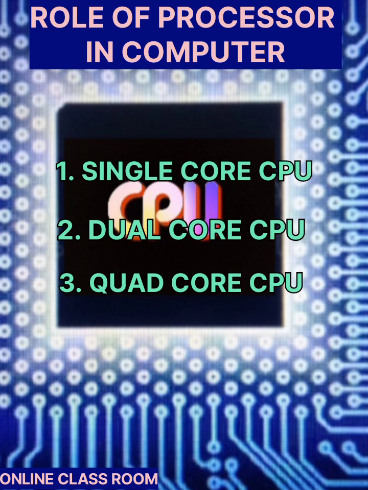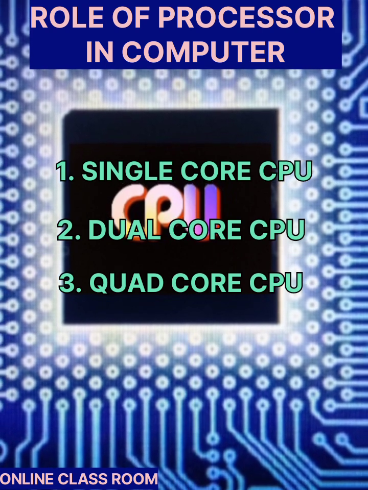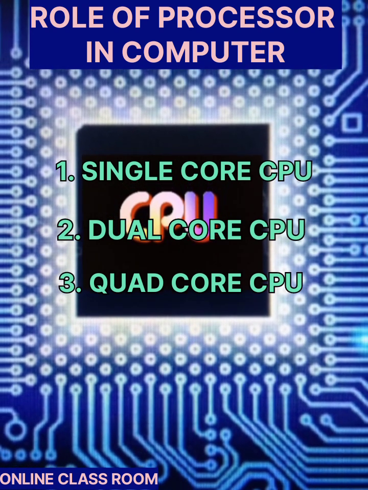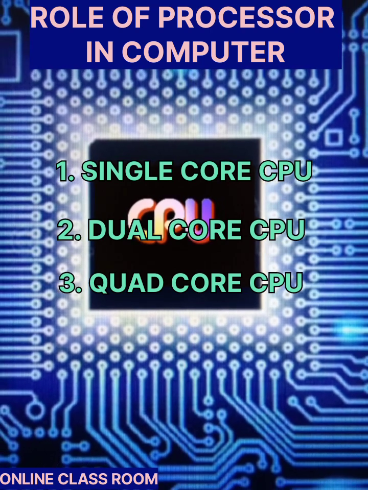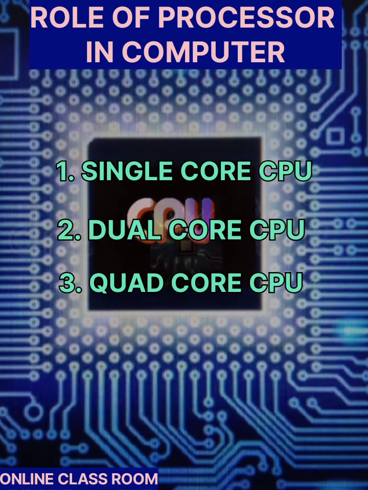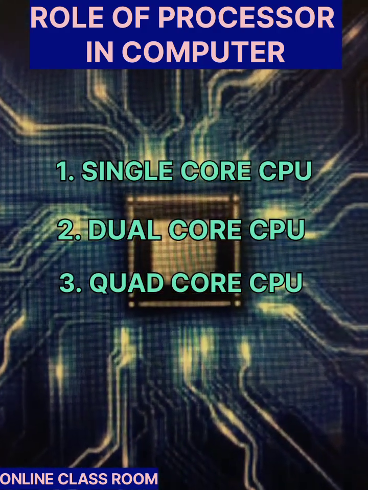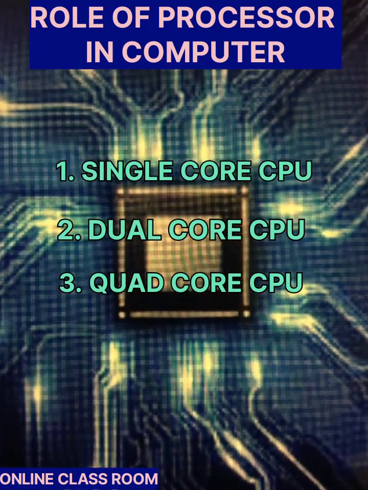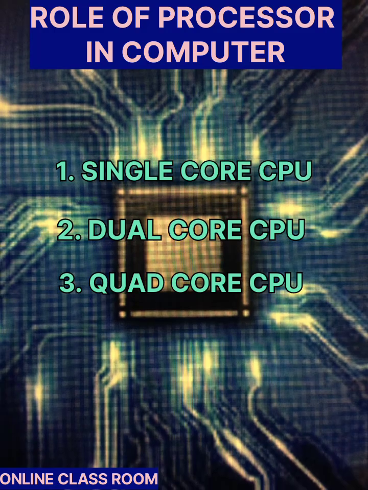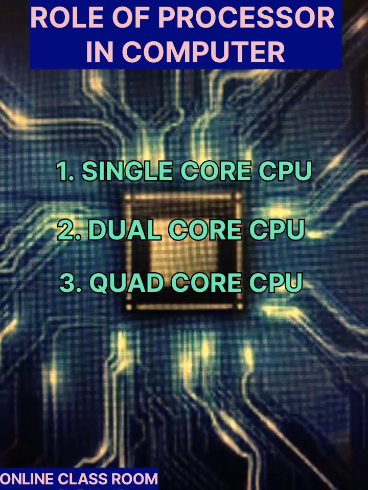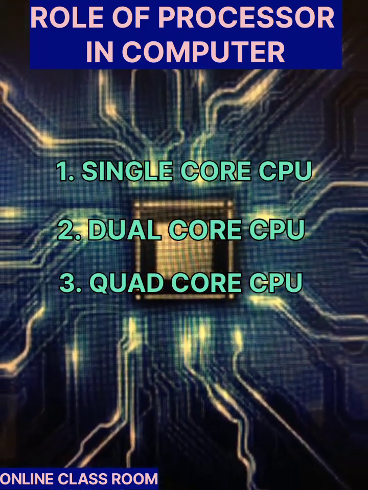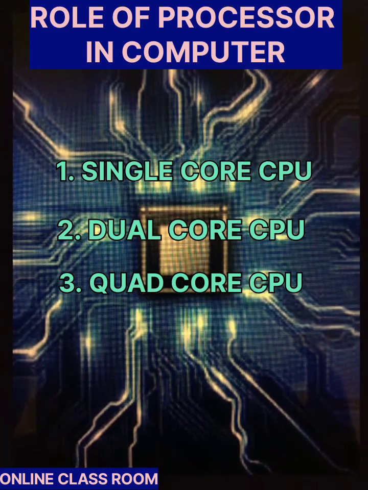Number 3. Quad-core CPU. Quad-core CPUs consist of two dual-core processors within a single integrated circuit IC or chip. This type of CPU has four independent cores that can read and execute multiple instructions simultaneously. Quad-core CPUs enhance the overall speed of applications and improve performance without necessarily increasing the overall clock speed.